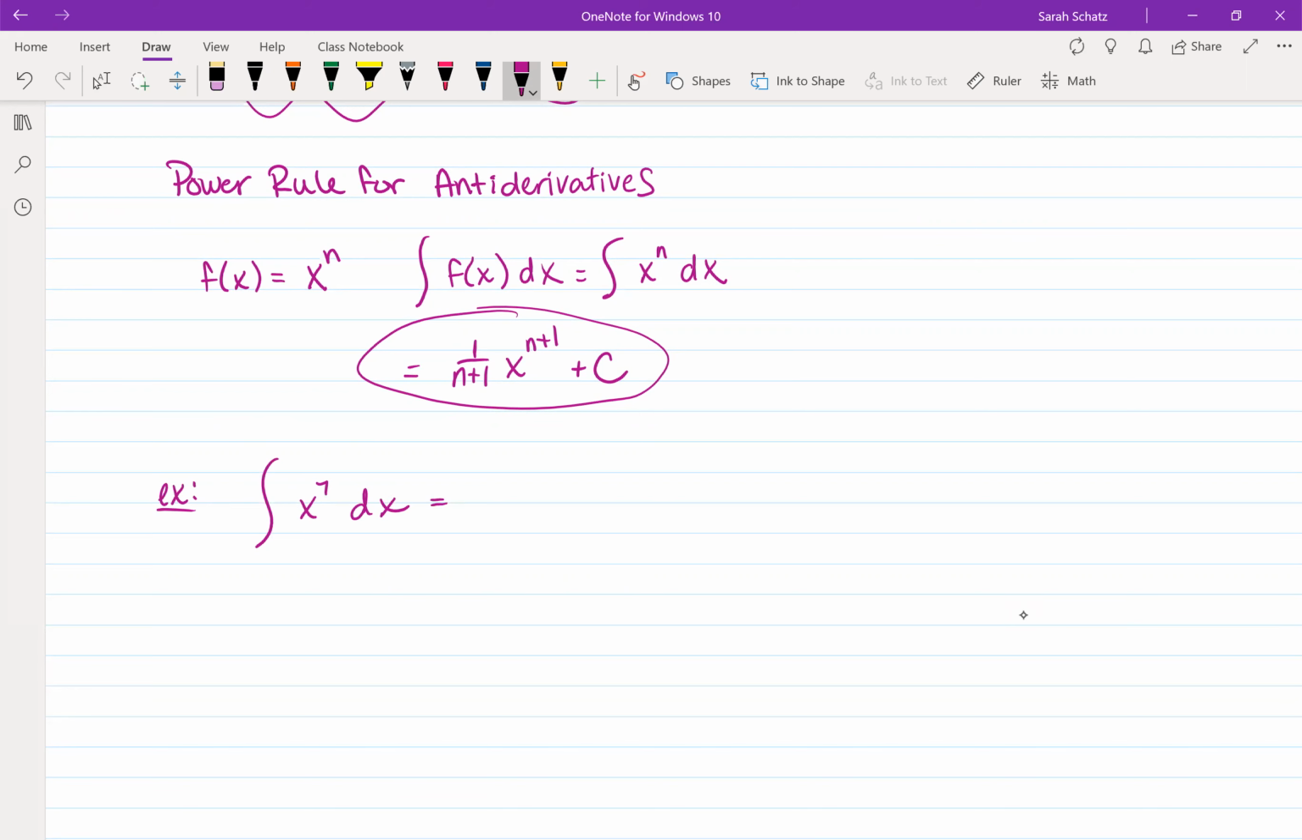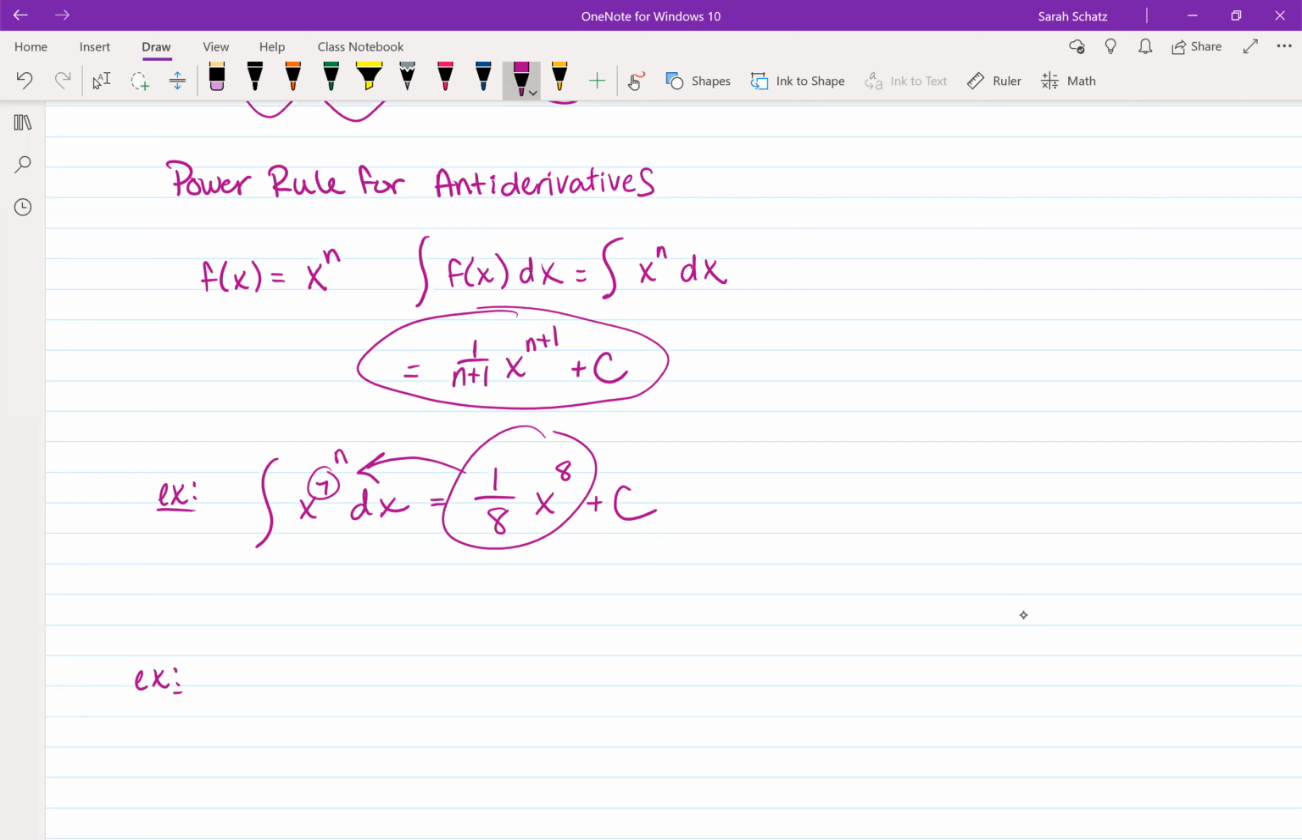And I want us to use the power rule. So you guys, 7, that's your n. Your n is always just the power you're given. It says I do 1 over n plus 1. So 1 over 7 plus 1 is 8, and then x to the 8th plus c. And you guys, that's it. If you're worried about it, you can always take the derivative of this and make sure you get back to what you started with here. But we get 1 over 8 times x to the 8th.